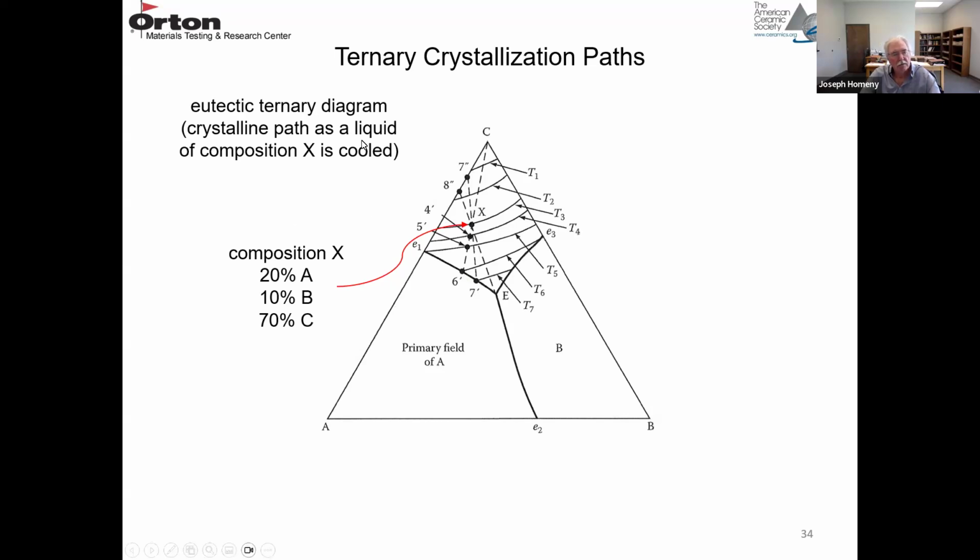So we'll look at the crystallization path of this composition X, which is in the phase field C, as it is cooled. And on this region in the primary phase field C are the temperature isotherms, T1 being the highest temperature, T7 is this temperature near the eutectic. So from T1 to T7, we're going down in temperature. The eutectic would have a temperature lower than T7. So this composition happens to be 20% A, 10% B, and 70% C.